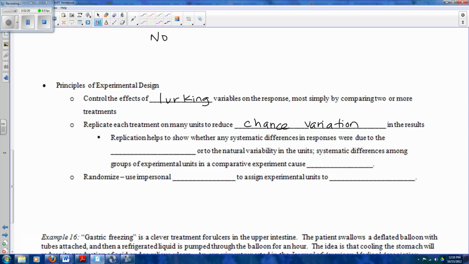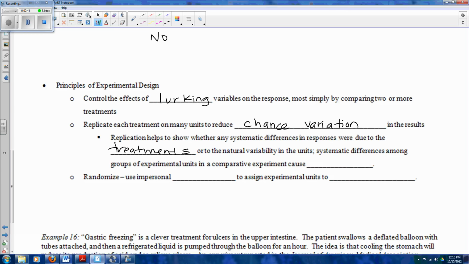And the results, so for example, you don't want to just randomly assign one person to a treatment and get their result, because if they were some sort of anomaly, where whatever you're looking into, they either had really good results, really bad results, maybe just average, you need to do this multiple times so that you're getting what the tendency would be for all people, not just that one particular person. Okay, so replication helps to show whether any systematic differences in responses were due to the treatments, or due to the natural variability in the units.